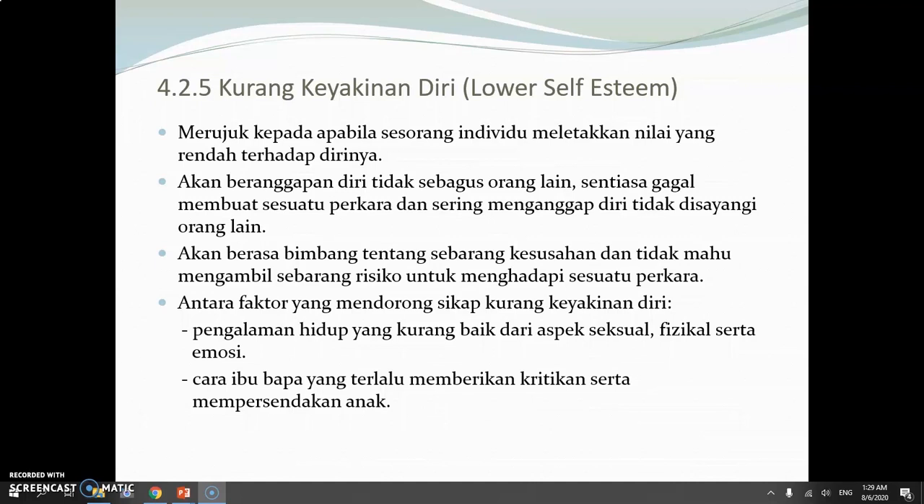Antara faktor yang menyebabkan sikap kurang keyakinan diri is actually basically pengalaman hidup yang kurang baik dari segi aspek sexual, physical serta emotions. They might have been abused sexually, physically and emotionally, and then they feel very insecure about themselves. Dan juga kadang-kadang cara ibu bapa yang terlalu memberikan kritikan serta mempersendakan anak-anak juga menjadi satu masalah sebenarnya, if you really see in detail in this part, okay, yeah?